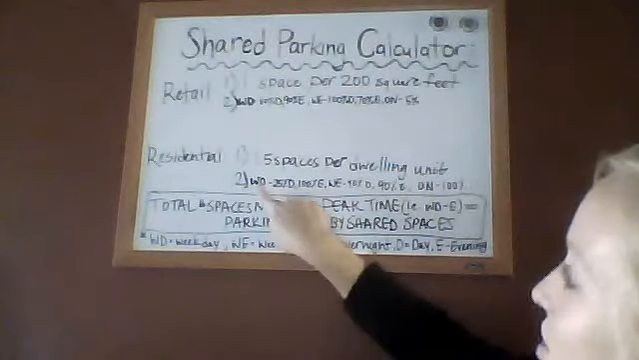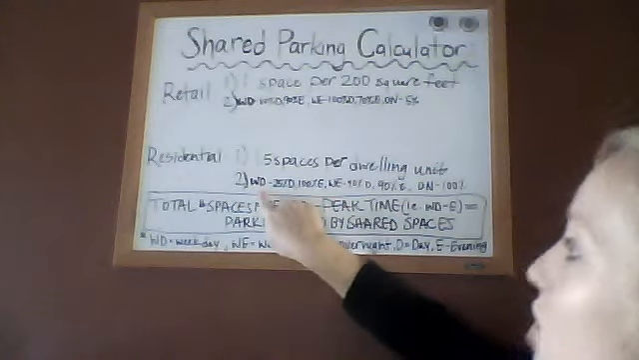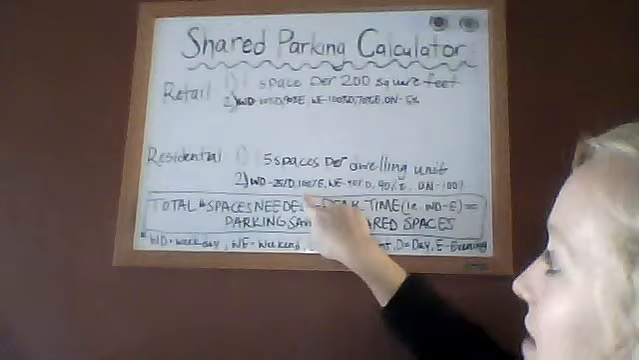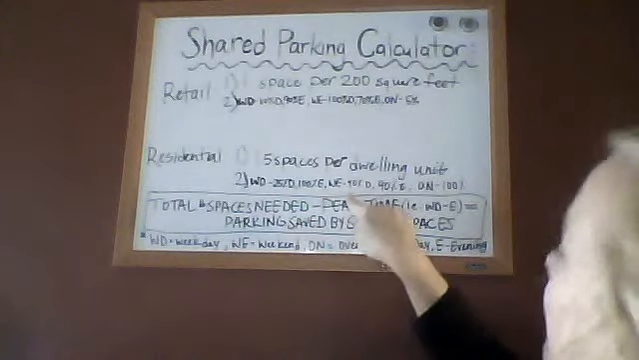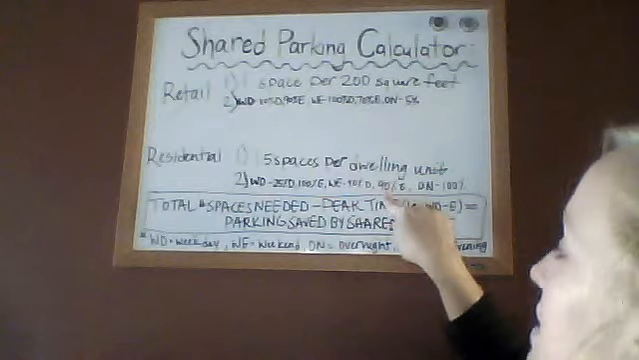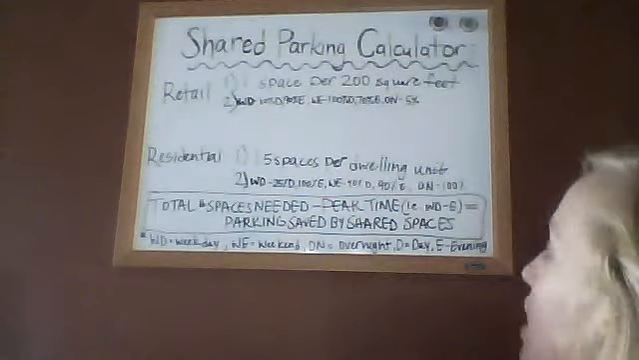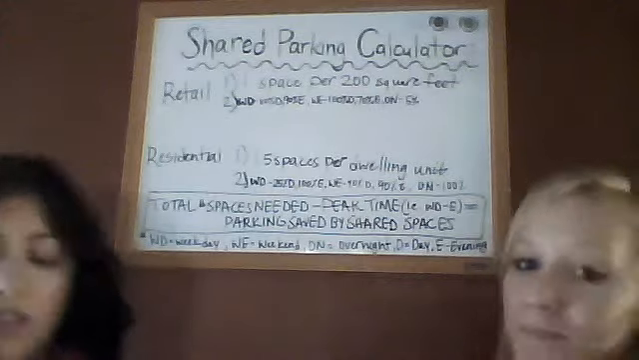In residential uses, 25% is needed during the day on weekdays, whereas 100% is needed during evenings. 90% is needed during the day on weekends, and 90% as well in the evenings. Overnight in residential uses, 100% is always needed.